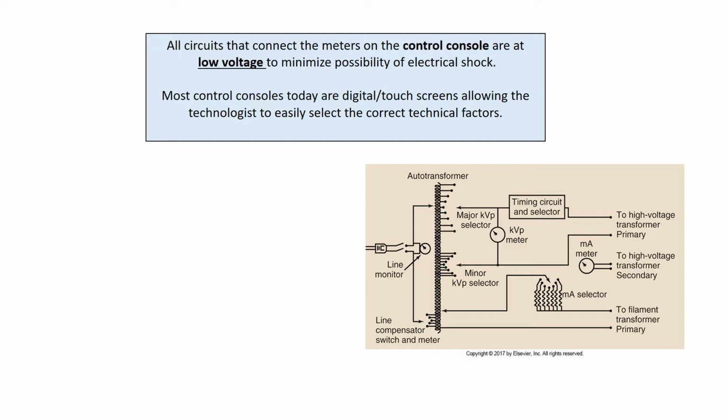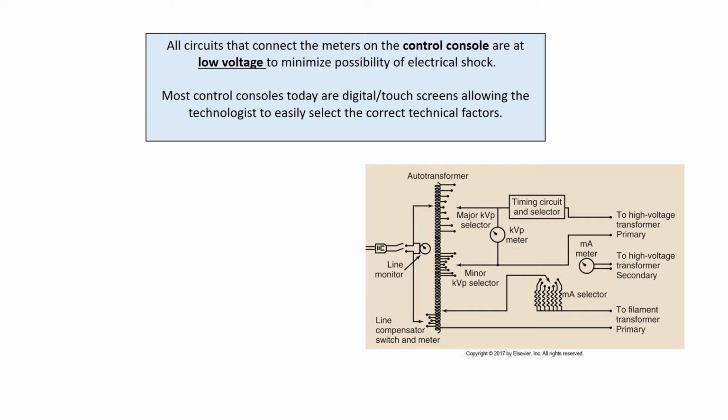Now I want you to look at the drawing on the right. This is a part of the X-ray circuit. I want you to notice on the left-hand side where it says line monitor, it looks like a plug is coming in. This represents the incoming power source that we're going to get from the electric company. The first thing that electricity is going to go into, as far as the circuit is concerned, is called an autotransformer.